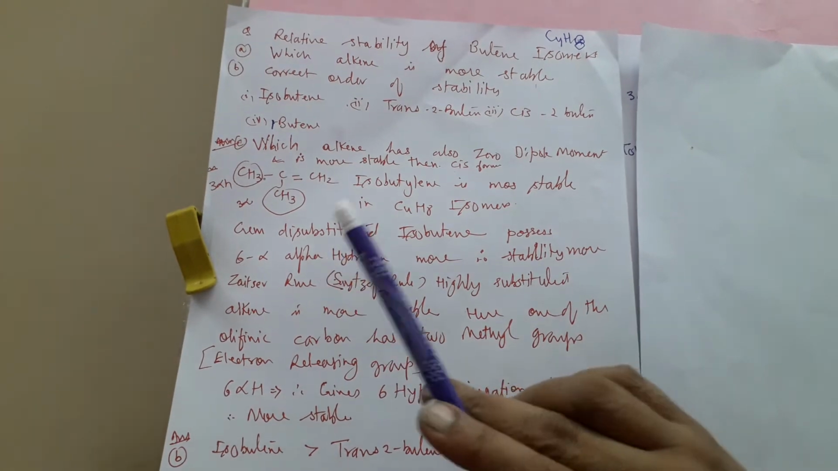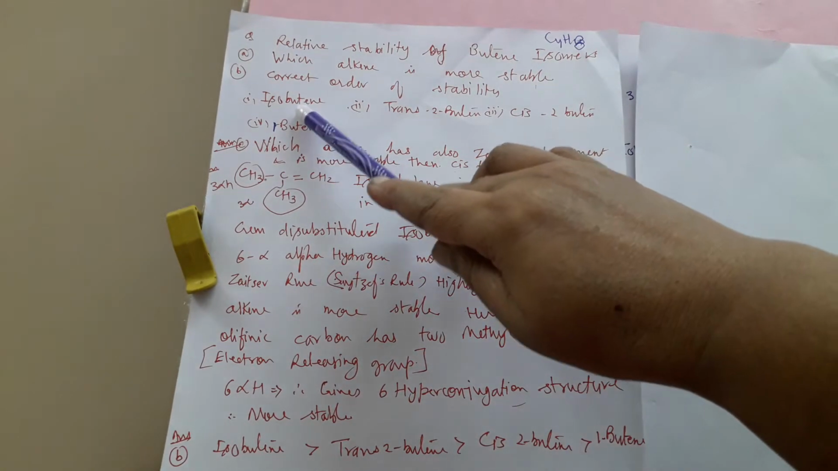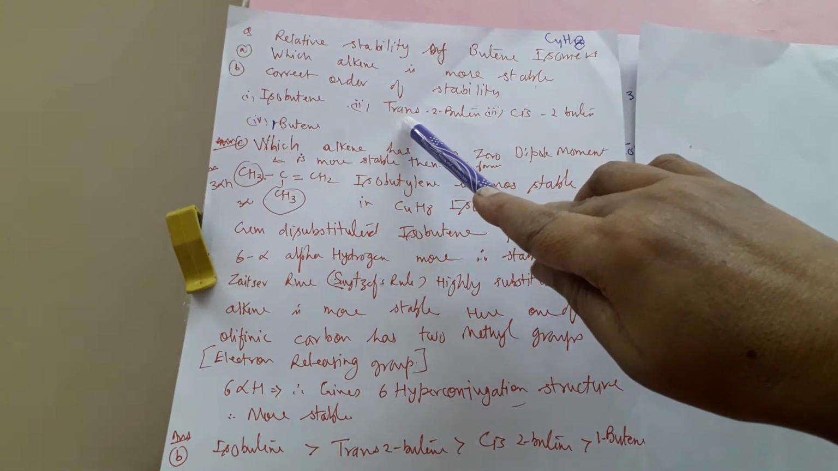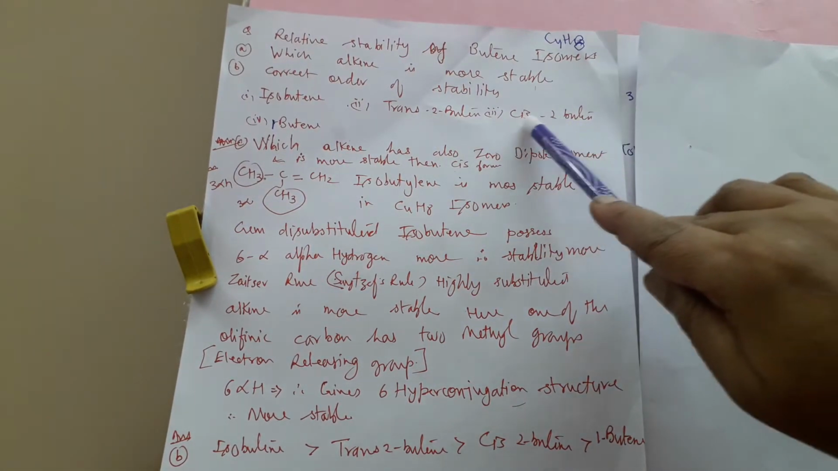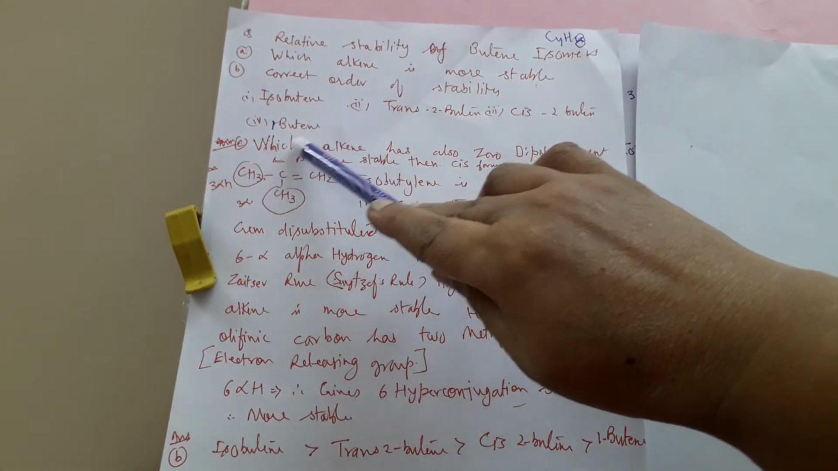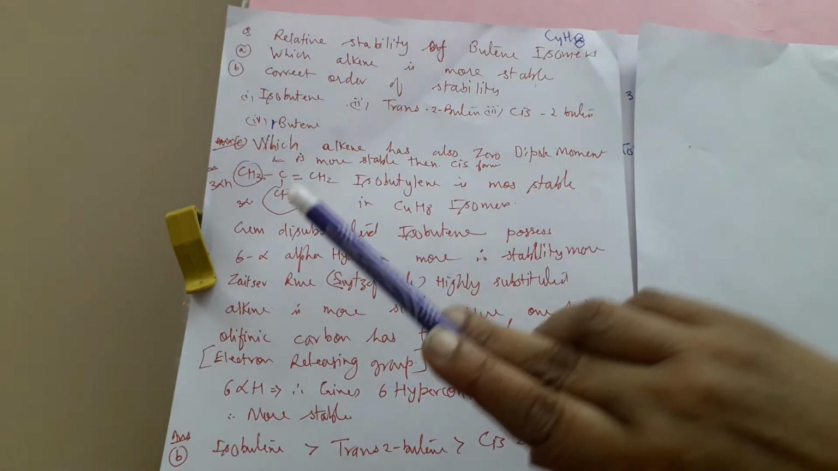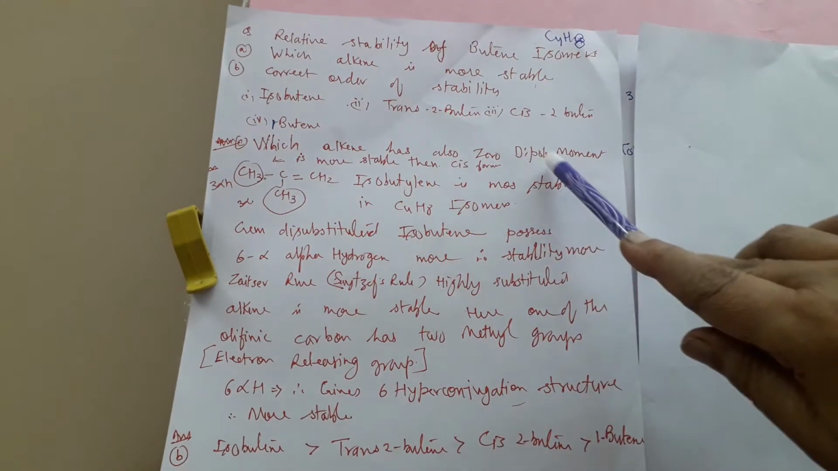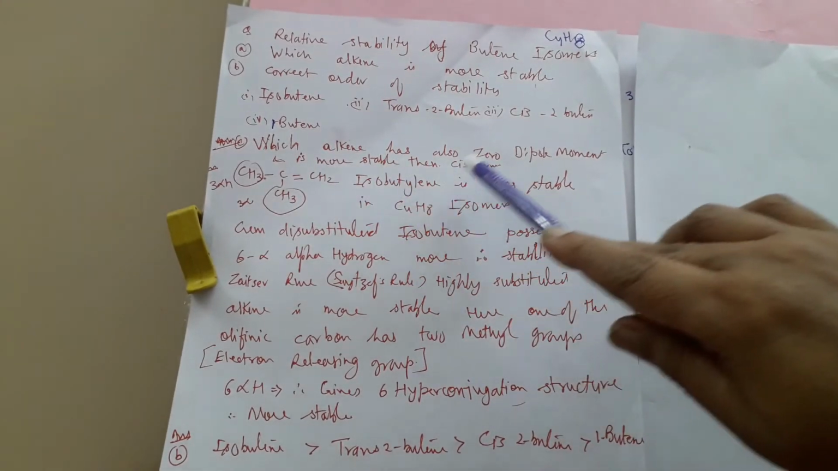Now see, isobutene is gem disubstituted, this one is disubstituted, this one is disubstituted, and this one is not substituted. This is a normal alkene, monosubstituted you can say. Now which alkene has zero dipole moment and is more stable than the cis form?